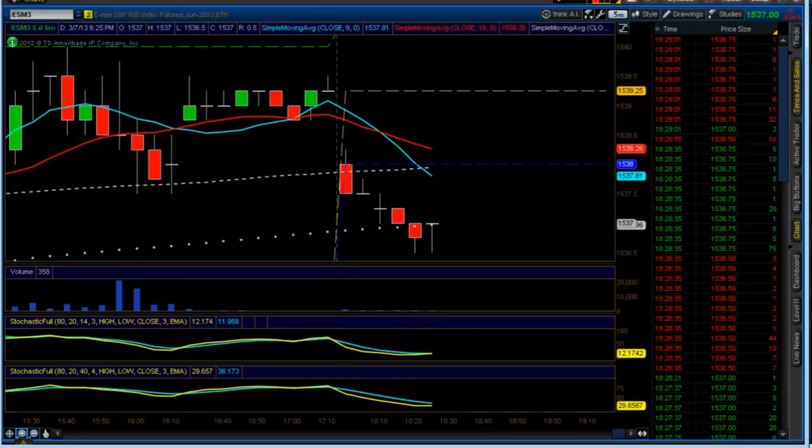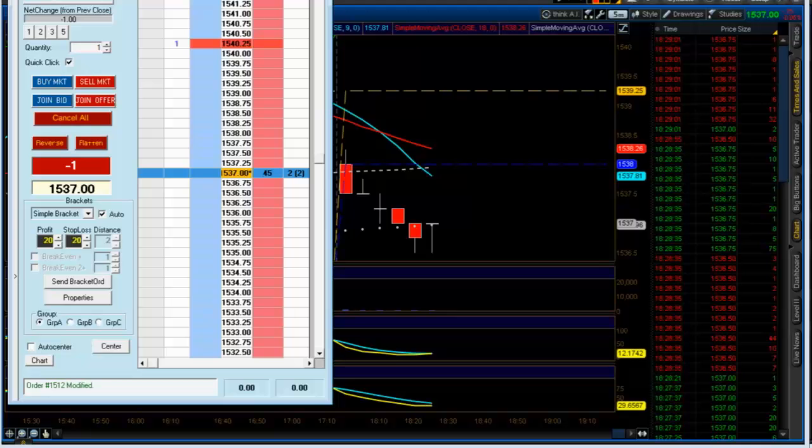Mm-hmm. So that's what I call divergence. When you see me talk about divergence in the room, if you're in a futures room, I typically talk about it on a 5-minute chart because seeing it on a 1-minute chart doesn't mean squat. But on a 5-minute chart, it means a lot more. So if you see the stochastic selling off, rolling down on a 5-minute chart, but you see price holding, and I know Johnny's talked about this all the time, you see some good divergence.